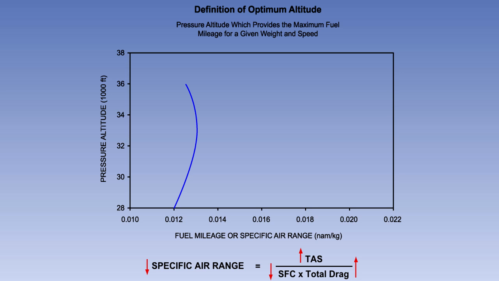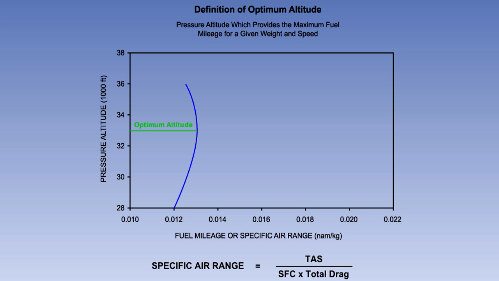This is because the Mach number will be too high, and the penalty due to drag will outweigh the benefits of increasing TAS and reducing specific fuel consumption. Consequently, the specific air range will start to reduce. You will notice on the graph that there is an altitude at which the specific range is greatest. In our example, this is 33,000 feet.